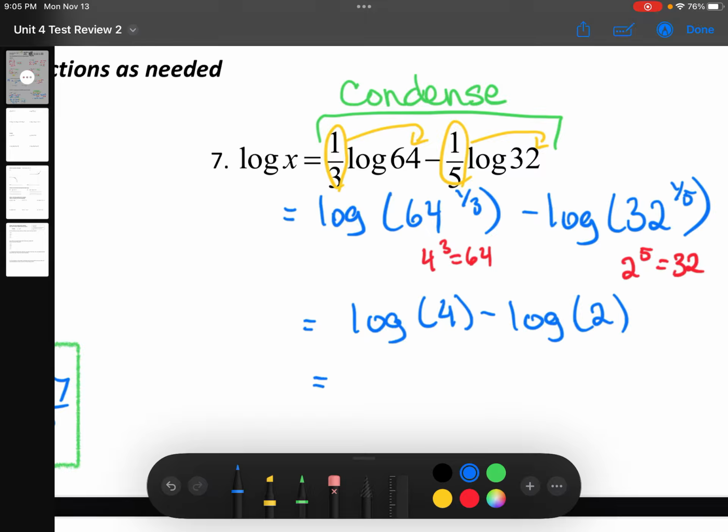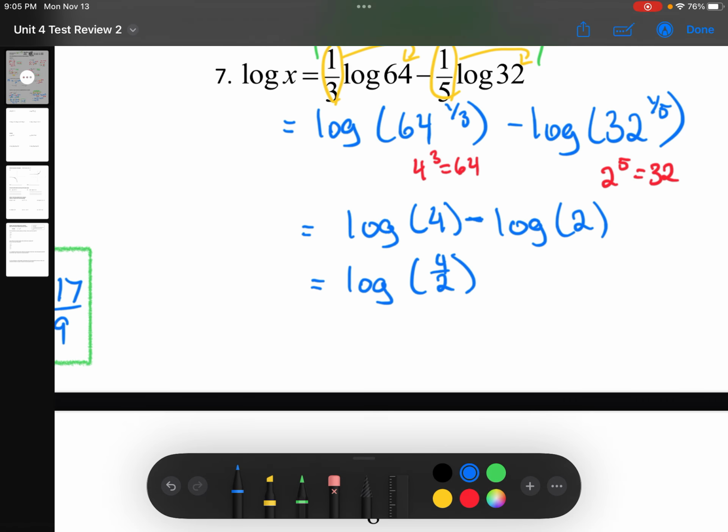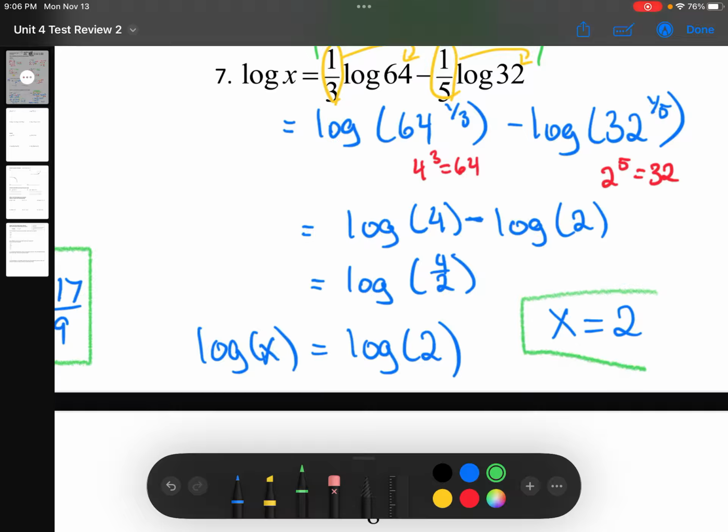Now, we have two separate logs that are being subtracted. When we condense those, we divide. So log of 4 over 2, that equals log of 2. So that whole right side simplified to log of 2. Log of x equals log of 2, so x is 2.